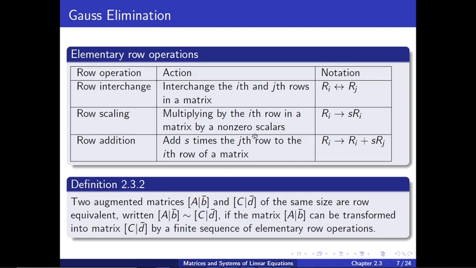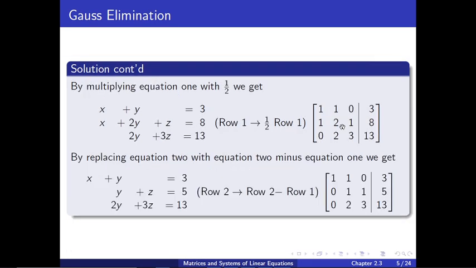So you can't multiply by 0. So the s here can't be a 0, sorry. So what we are saying is Ri becomes sRi, where s is a non-zero real number, right? And so that is the second row operation. We did that in the example.